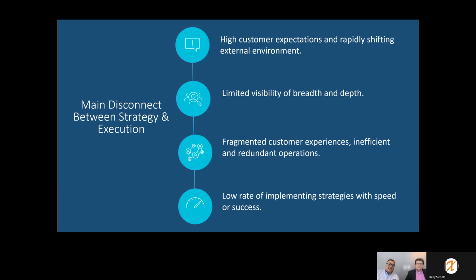But there's disconnects. We see disconnects with our customers every day. They talk about the evolving customer need, the changes in requirements, the inability to see across silos in their enterprises, the inability to see how technology might be redundant, where there might be gaps in capabilities. There might be fragmented experiences internally on your teams, or they might actually exist with your customers. And a lot of times, their low rate of success, you're not meeting your timelines.